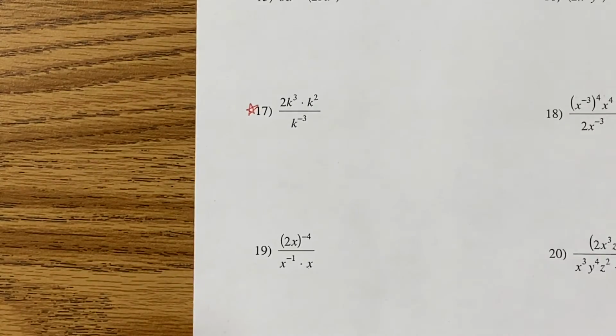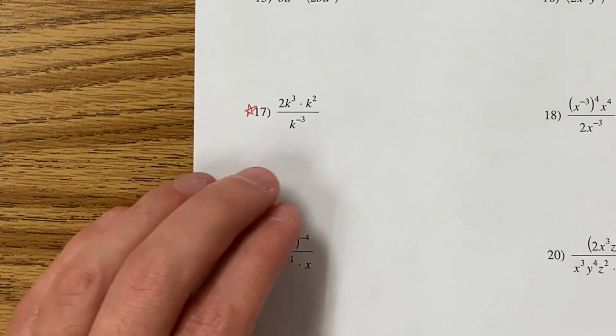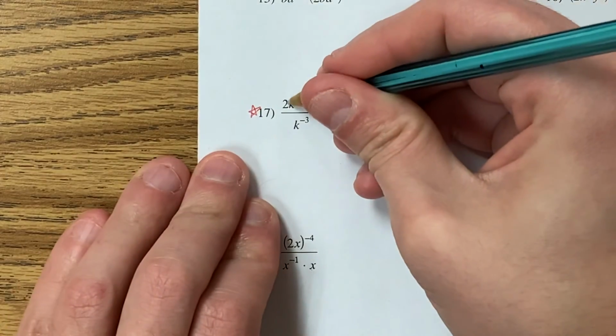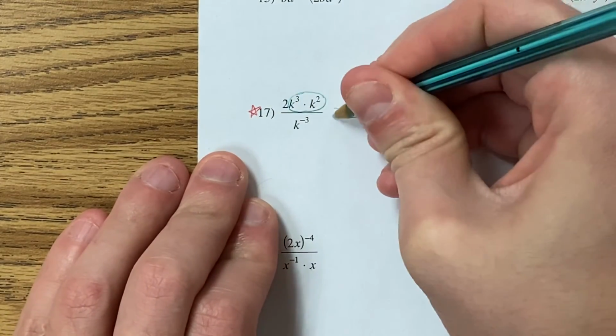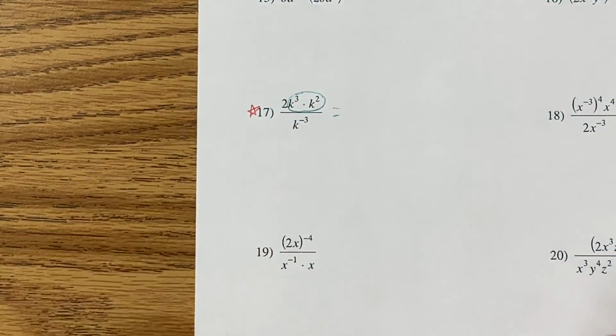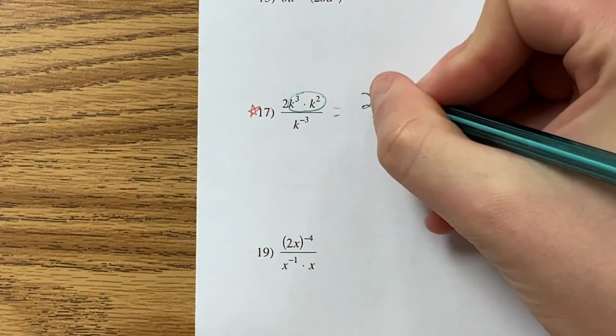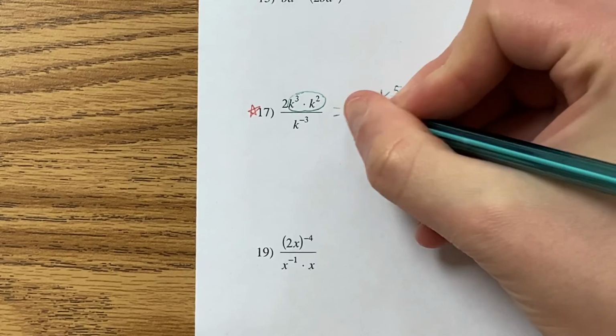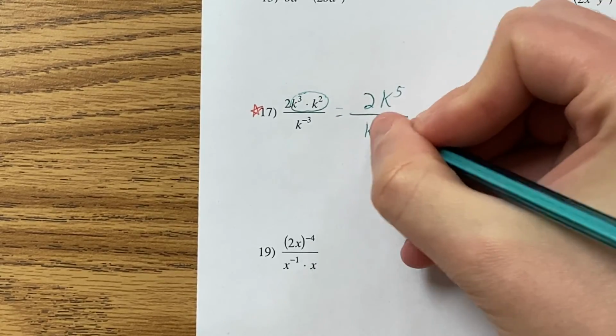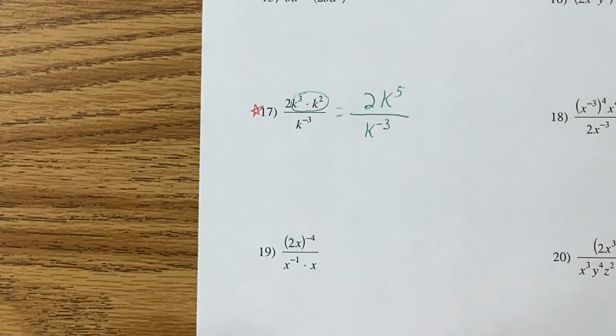And the last example I wanted to show was this one. I have multiple k's up here on top, so I'll put them together. So what is k to the 3rd times k squared? If you said k to the 5th, you are correct.